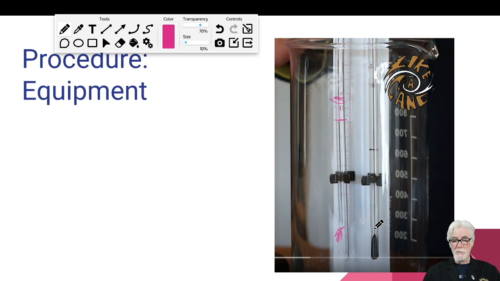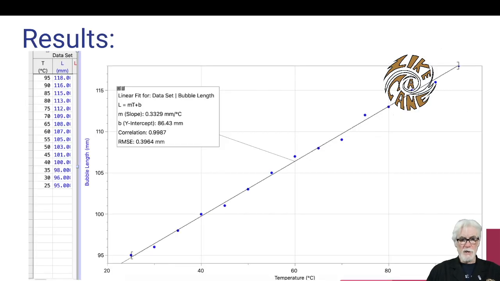Now, this doesn't actually measure volume directly. It measures the length of the bubble, but since the glass has a consistent diameter, the length of the bubble is proportional to the volume, and so it works just as well for investigating how volume is going to expand or contract when temperature changes. When I did this experiment, varying the temperature from 25 degrees up to 95 degrees, and looking at the length of the bubble in millimeters, I found a pretty consistent linear relationship between the two quantities. The correlation value is 0.9987, which is pretty high, which means that there's a straight line relationship.